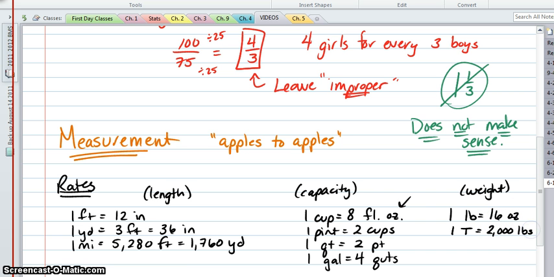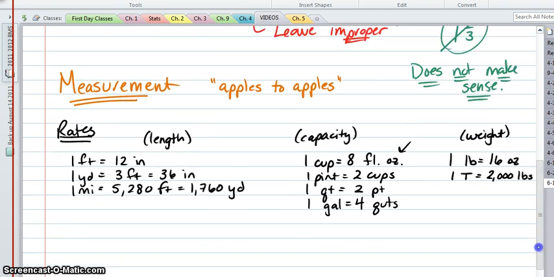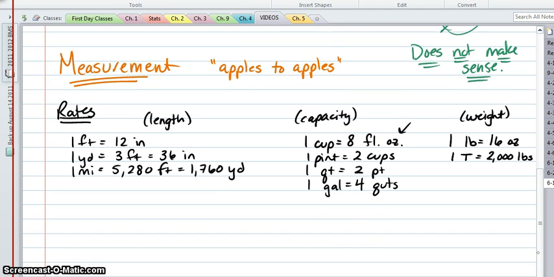So again, you might need this for your homework. Feel free to use the back of the textbook, but here they are in your notes. So we're talking measurement, and we need to make sure that when working with ratios, we are comparing apples to apples. Let's just make a note of, again, what that means in particular. Okay, so both quantities that you're working with need to have the same units.